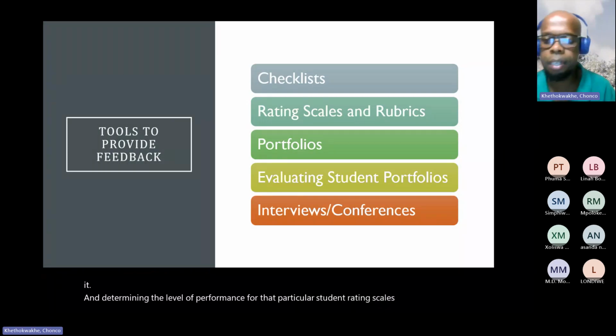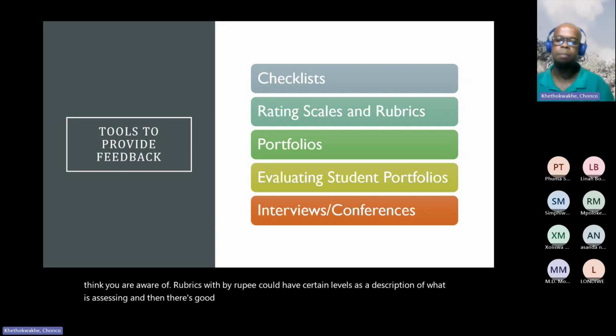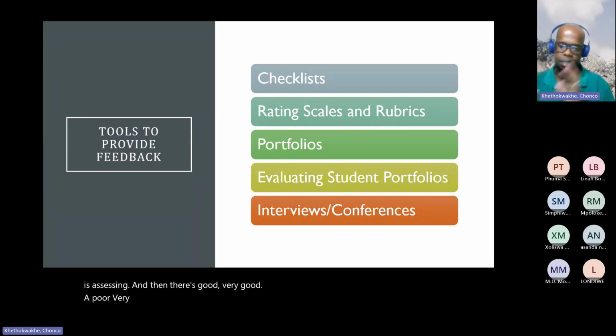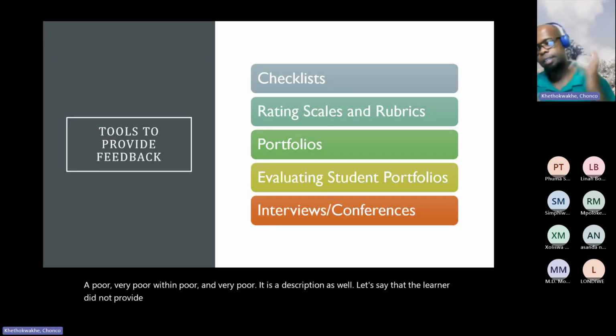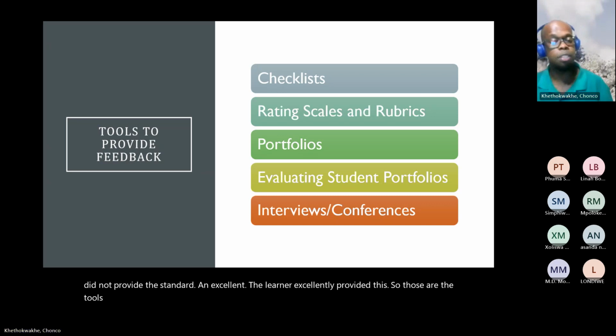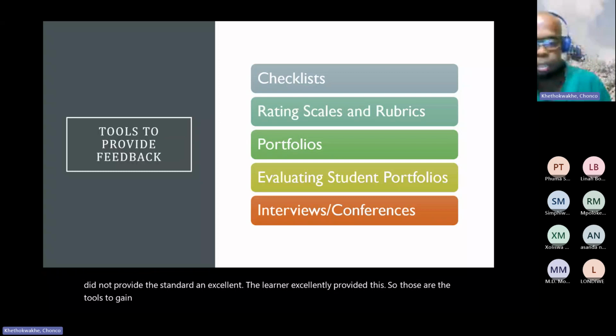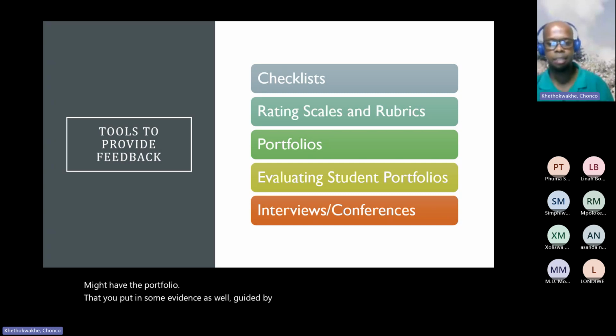I think you are aware of a rubric, whereby a rubric could have certain levels. There's a description of what is being assessed, and then there's good, very good, poor, very poor. Within poor and very poor, there is a description as well that says the learner did not provide this and that, and for excellent, the learner excellently provided this. So those are the tools to gain information for the purpose of providing feedback. You might have a portfolio where you put in some evidence as well, guided by the criteria or the assessment that is there.